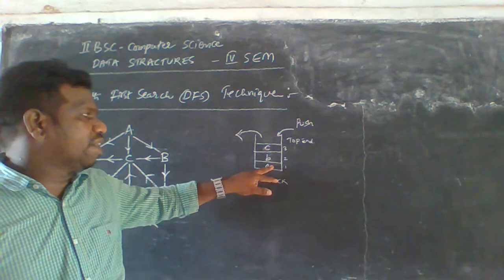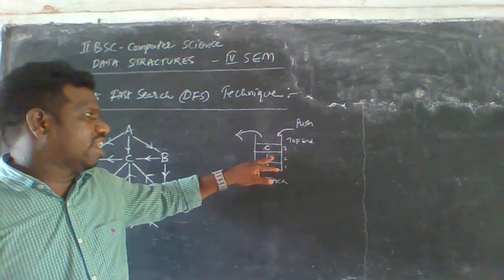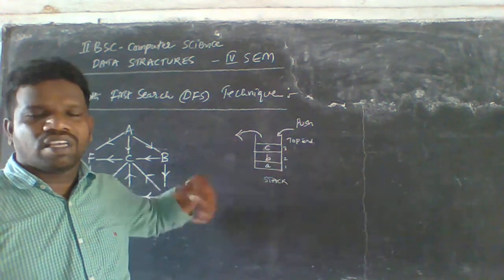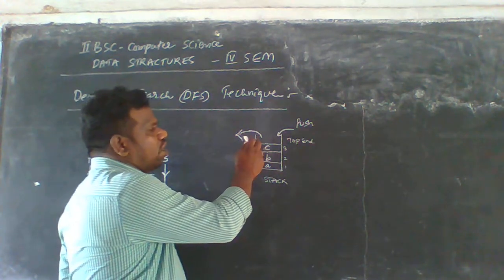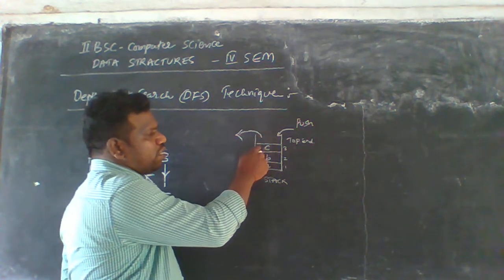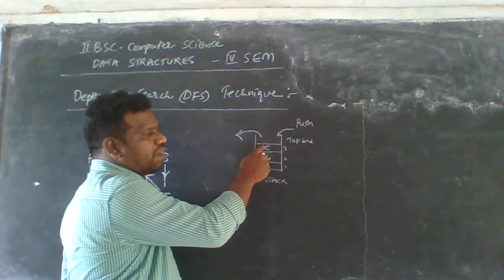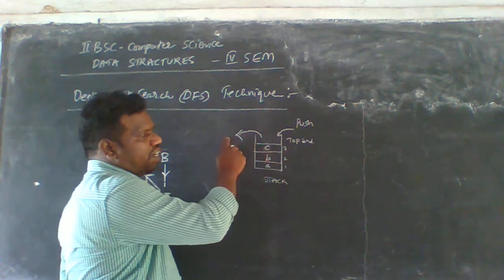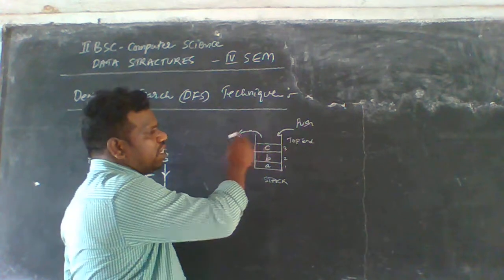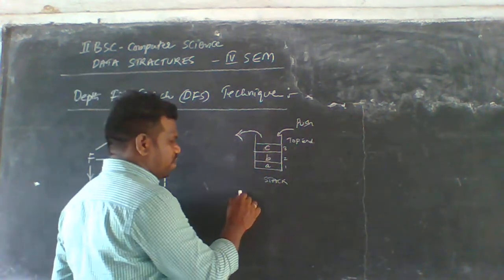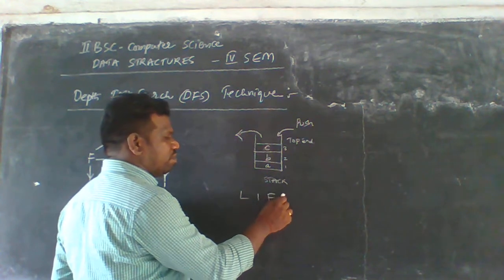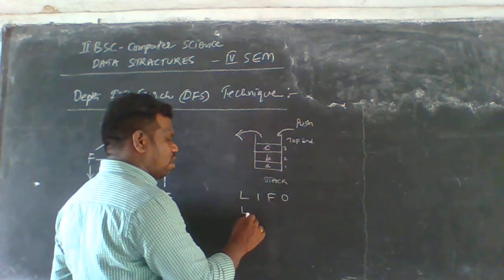First element A, second element B, third element C here. If you want to pop the elements from the stack, you have to directly go to the last inserted element. C will be deleted first here, because the stack goes in LIFO manner. LIFO means what here? Last in.